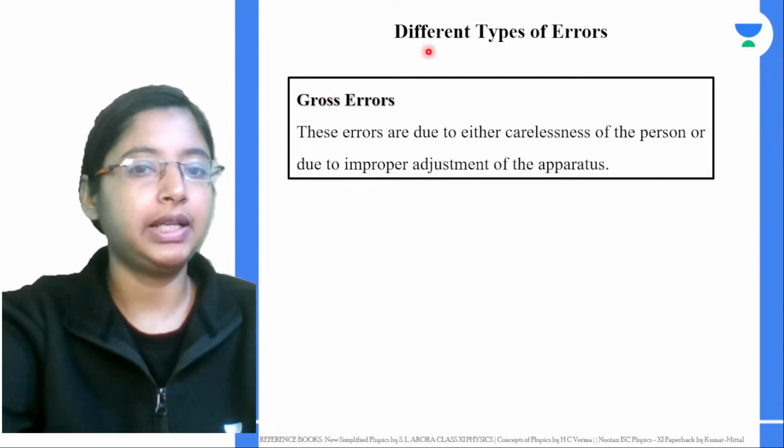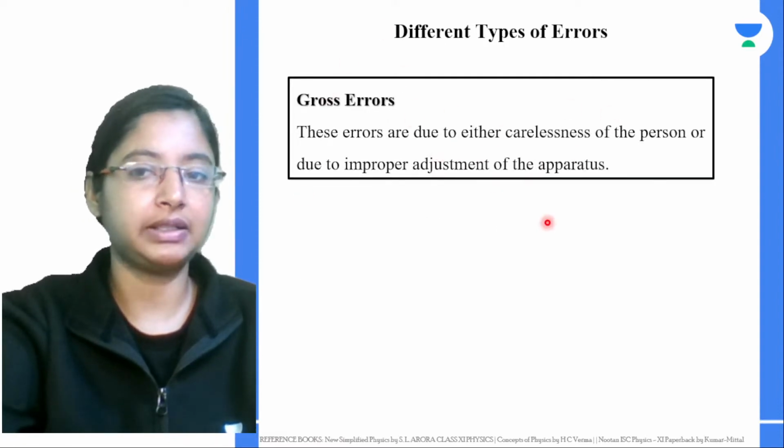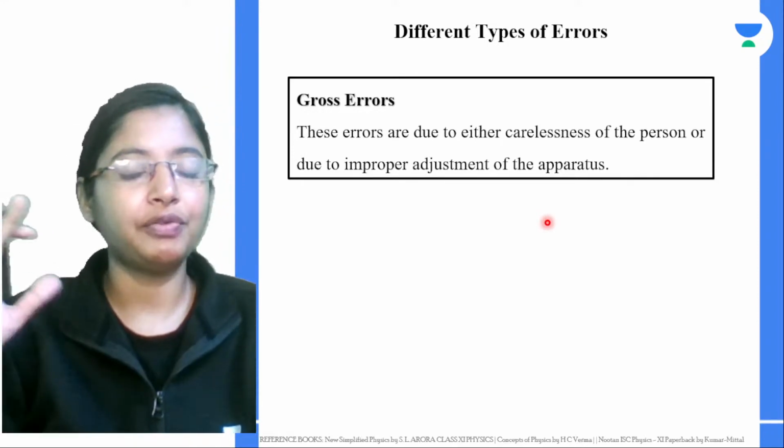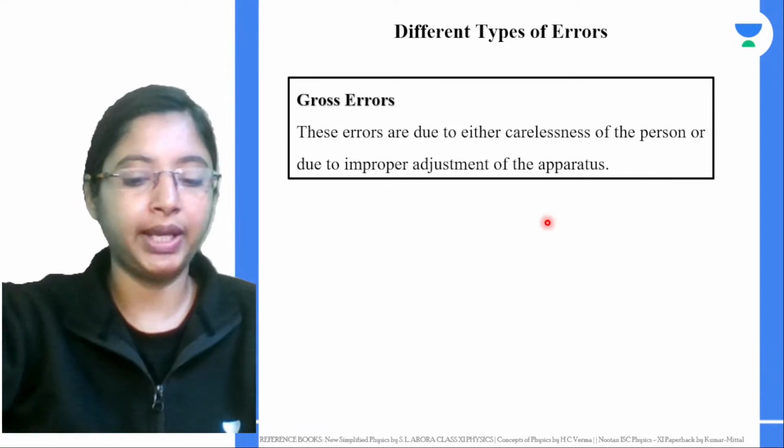And then the next one is gross errors. This is because of carelessness of the person or due to improper adjustment of the apparatus. Now we have seen what the different types of error are. Now what is the way to avoid them?